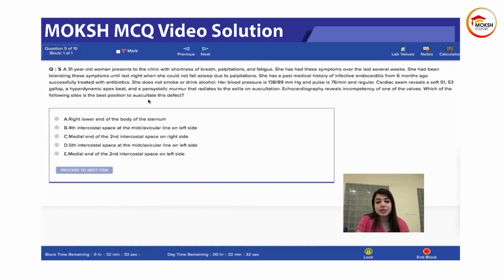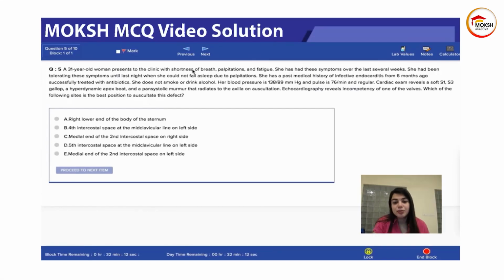Which of the following sites is the best position to auscultate this defect? It's a 31-year-old woman. She presents to the clinic with shortness of breath, palpitations, and fatigue. She has had these symptoms over the last several weeks. She has been tolerating these symptoms until last night when she could not fall asleep due to palpitations. She has past medical history of infective endocarditis from 6 months ago, successfully treated with antibiotics.